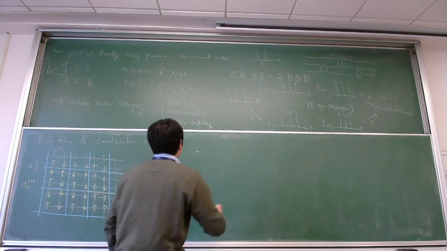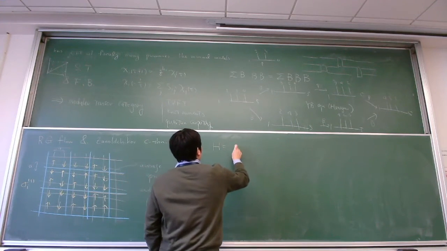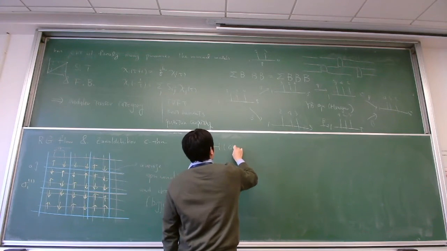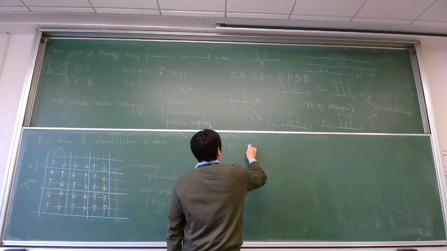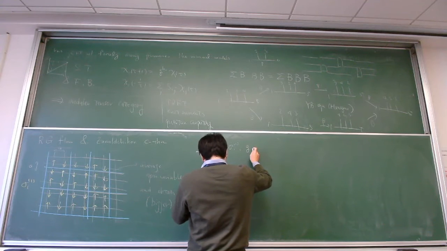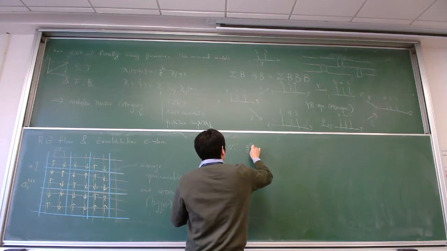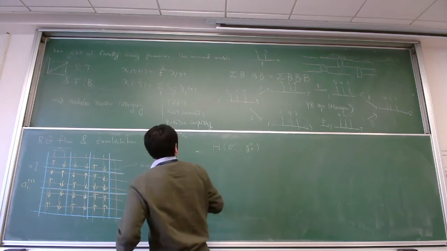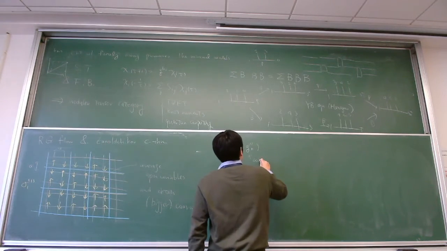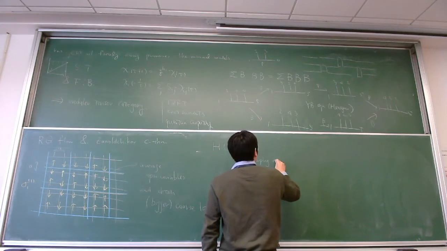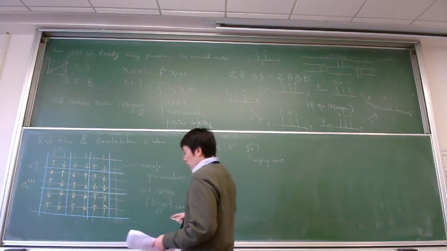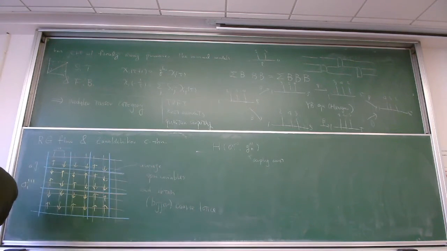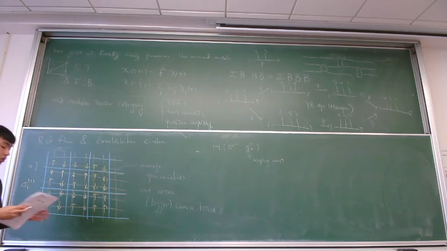So you start with the Hamiltonian, which depends on the spin variable sigma 1 and the coupling constant G1. So this is the coupling constant. And you do the coarse graining. So this is to do the coarse graining.